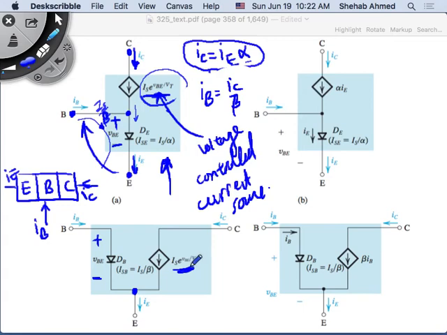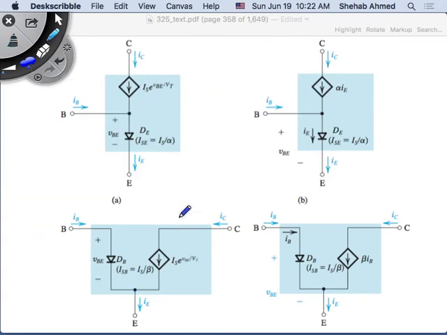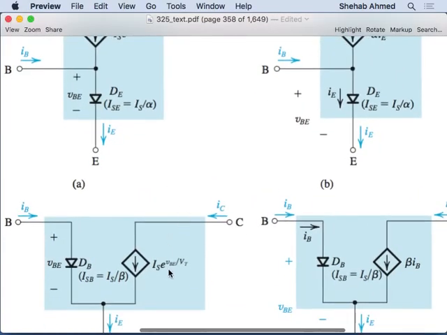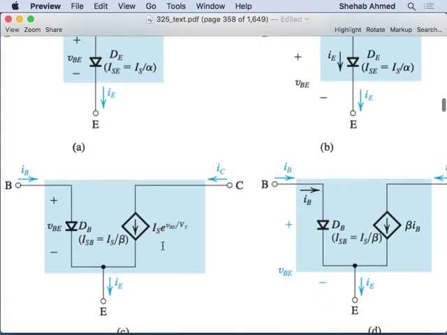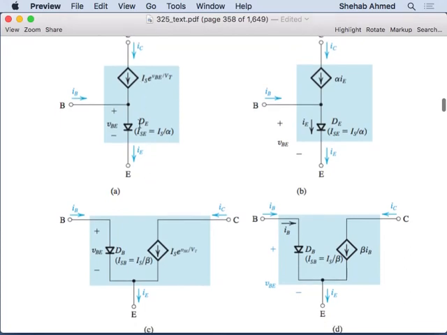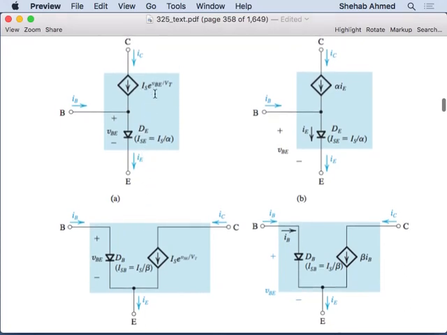It's the same. Here it's IS e to the VBE over VT, right? So this and this satisfy our equations, and they are both what? Both of these are voltage controlled, because here it's e to the VBE, and I've created the current source that's controlled by my base to emitter voltage. Current source here controlled by my base to emitter voltage. So both of these are voltage controlled current source models of the device that satisfy our equations.